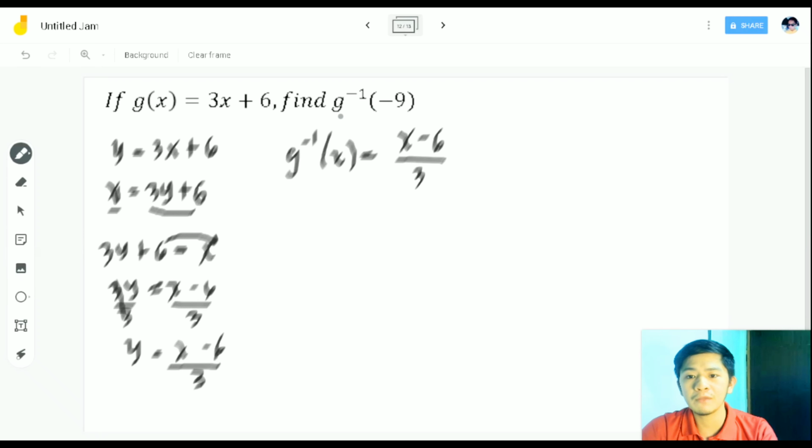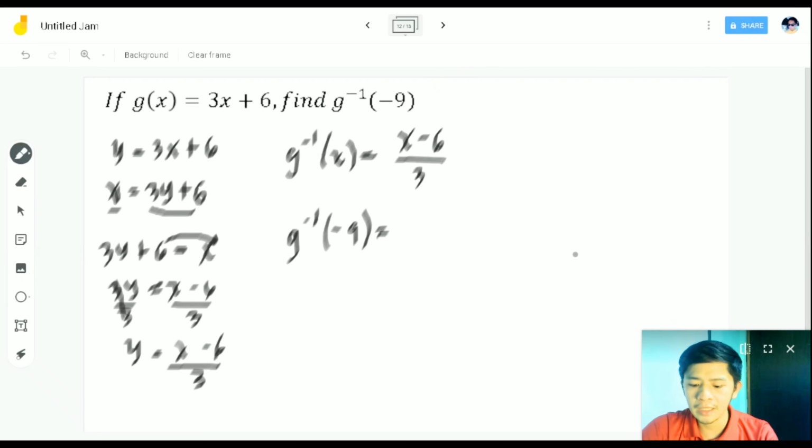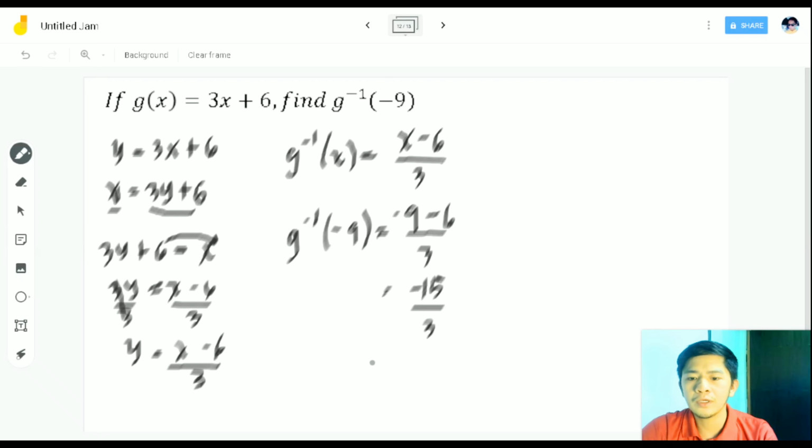So from here, we can now find the g inverse of negative 9. So your x will become negative 9. So g inverse of negative 9 equals, okay, this is x, it will become negative 9 minus 6 all over 3. What is negative 9 minus 6? That is negative 15. And then divide it by 3. So therefore, our g inverse of negative 9 is negative 5. Since negative 15 divided by 3 is negative 5. This is now our answer.